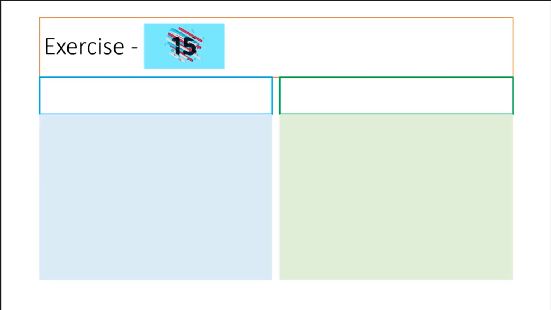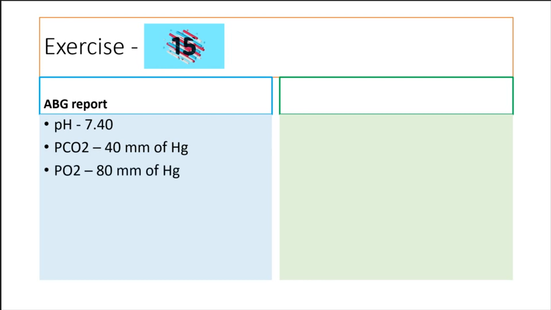Exercise 15. ABG report. pH 7.40. PCO2 40 mm of Hg. PO2 80 mm of Hg.